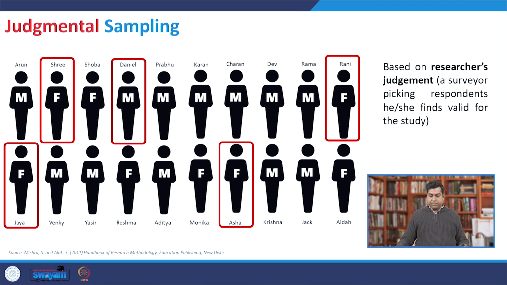Next one is about judgmental sampling. In this case it is based on the researcher's judgment. Say a surveyor picks the respondents he or she finds valid for the study. So what exactly does that mean?